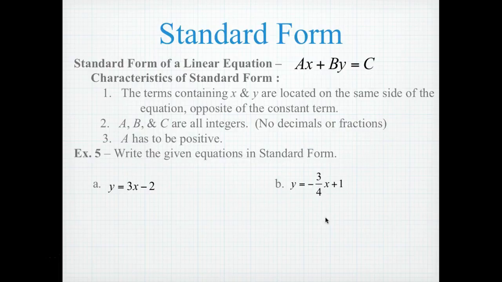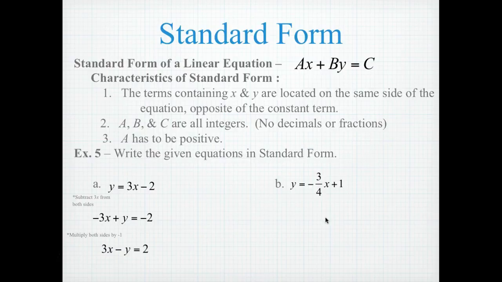The first thing we have to do in any case is get x and y on the same side. So for our first equation, we're going to subtract 3x from both sides of the equation, giving me negative 3x plus y equals negative 2. Now all of my coefficients, A, B, and C, are all integers, but the value of A has to be positive. So in order to make that happen, I need to multiply the entire equation by negative 1, giving me 3x minus y equals 2, and I've successfully manipulated that equation from slope-intercept form into standard form.